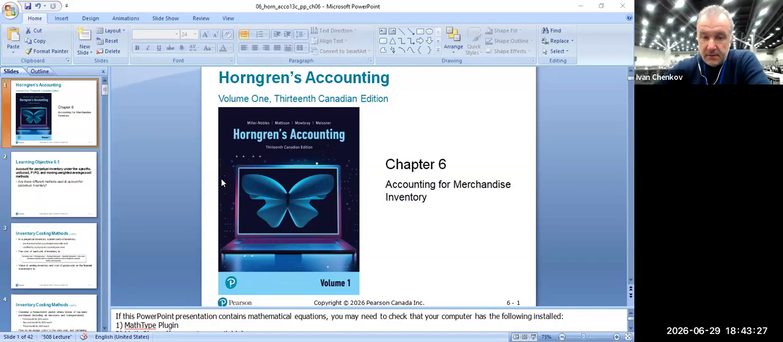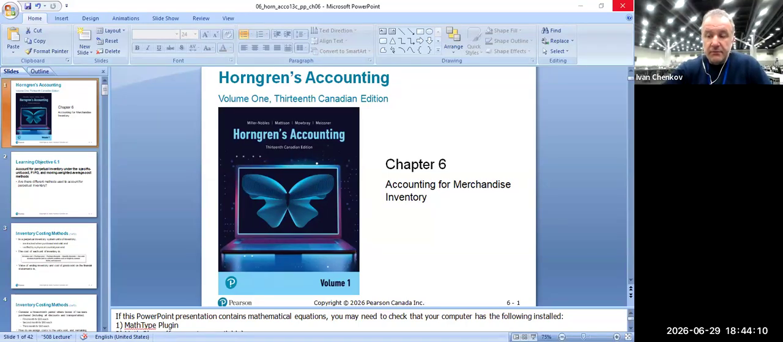For the sales, under both systems there's a lot of similarity in terms of accounts. Both systems use the sales return, sales allowances, and sales discount accounts. However, the difference is that in the perpetual system, every time we do a sale, we're able to calculate cost of goods sold, and we record it with the sale. In a periodic system, we're not doing that.